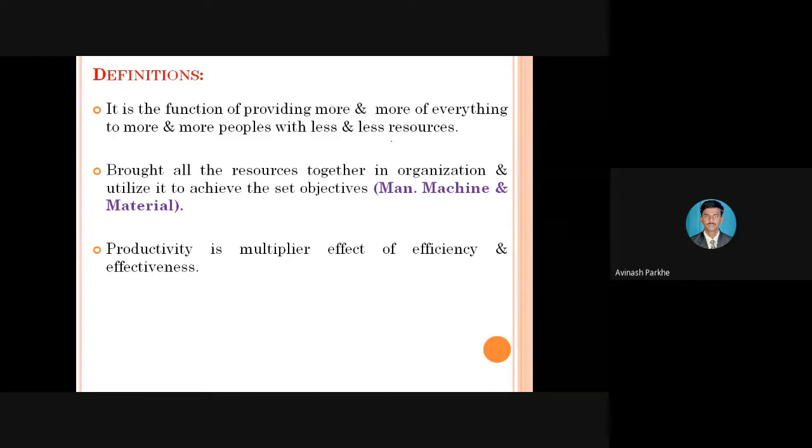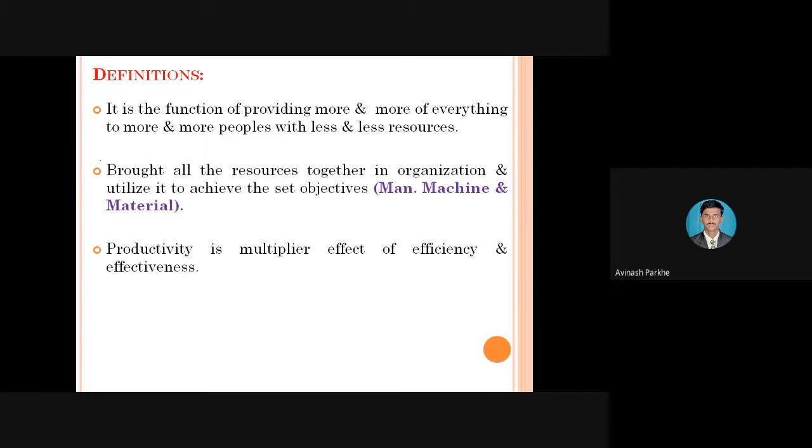But if the customers are not satisfied with our product and we are giving the maximum inputs, your input increases, but your product is not that good as compared to another product, your productivity will not increase. Therefore, it is a function of providing more and more of everything to each and every person, or more and more people, with less and less resources. Means in a minimum number of resources, we have to provide the maximum output to the people.